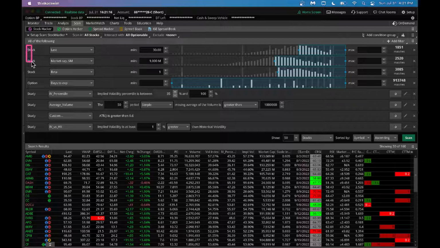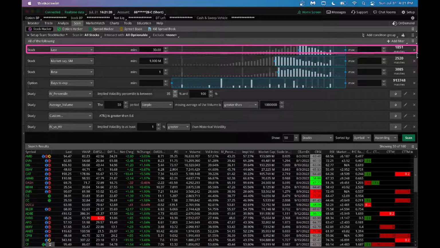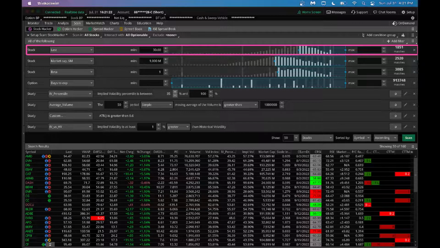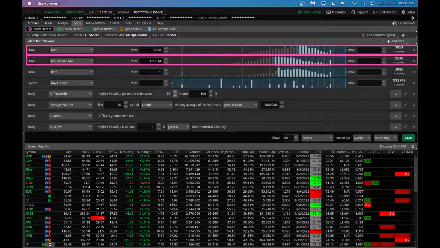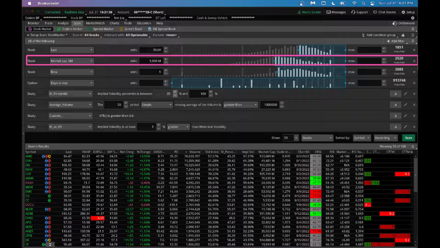I got stock price more than $30. That way I do get some premium by selling put options below the current stock price. And then I got the market cap. I made sure market cap is above $1 billion, so that way I don't get some of these small stocks that might go under and go bankrupt.